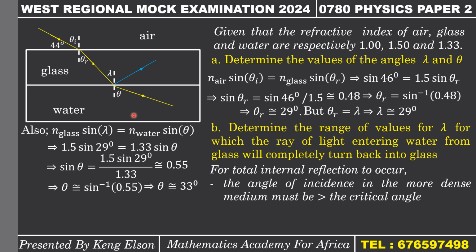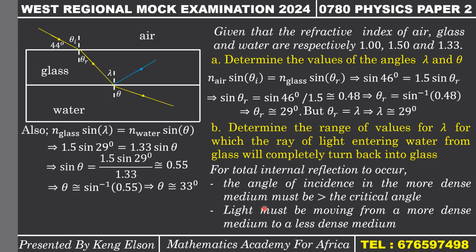But anyways, we are going to talk about the critical angle later. Now this is the first condition, but for total internal reflection to occur, we also need that the light must be moving from a more dense medium to a less dense medium. So moving from glass to water, from more dense medium to less dense medium, total internal reflection is going to occur. And when it occurs, the angle of incidence in the more dense medium will be greater than the critical angle. Now, what is a critical angle?